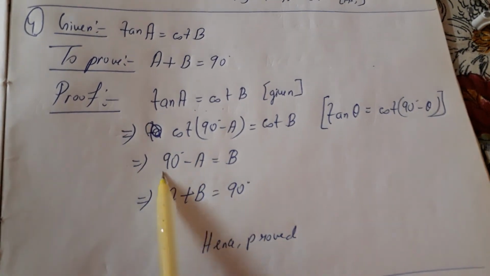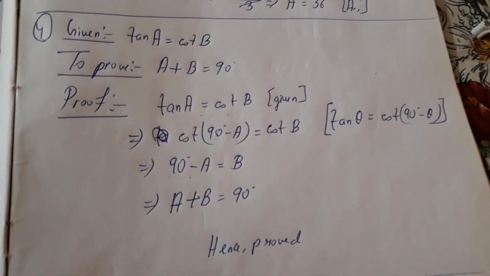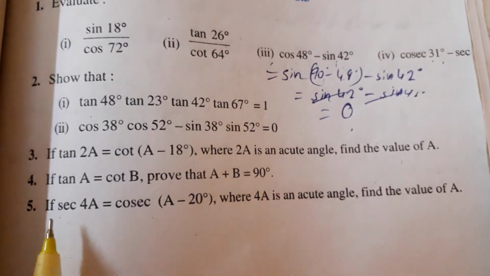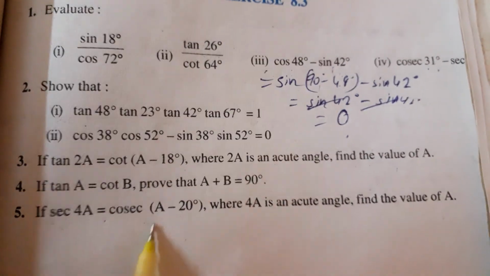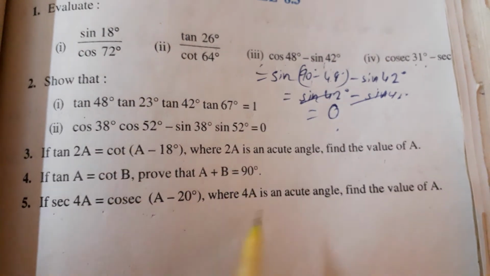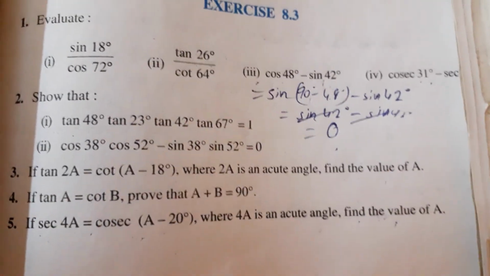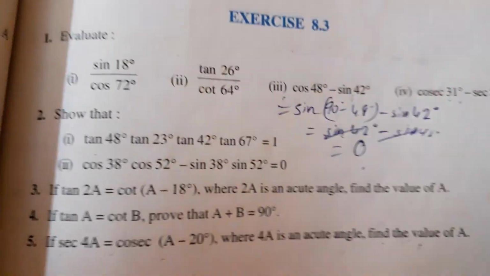Equating both the sides, 90 minus A is equal to B, then A plus B will be 90 degrees. You have to prove this here. Now see students, the fifth one. If sec 4A is equal to cosec (A minus 20 degrees), where 4A is an acute angle, then find the value of A. So you have to find the value of A here.